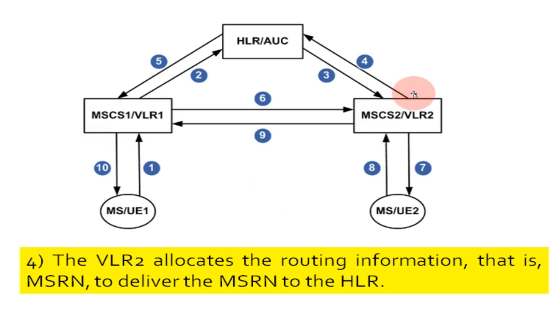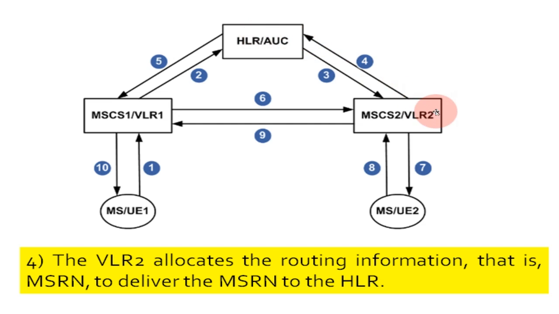In step 4, what do we have? The VLR2 allocates the routing information, that is the mobile station roaming number, to deliver the MSRN to the HLR. So this MSC2 or VLR2 is going to allocate the routing information. The routing information here is what? The mobile station roaming number. It is going to deliver the mobile station roaming number to the HLR.